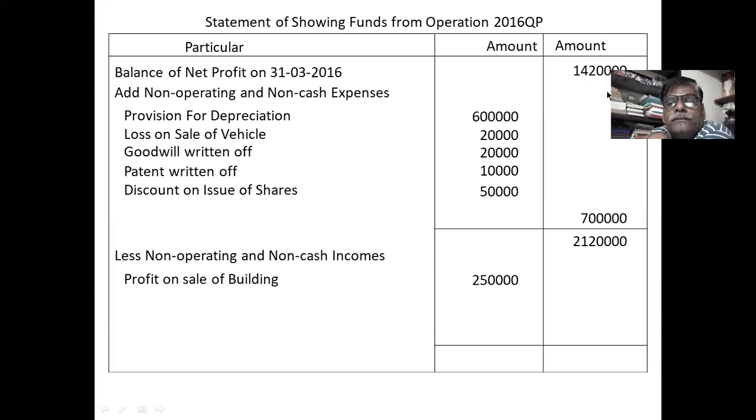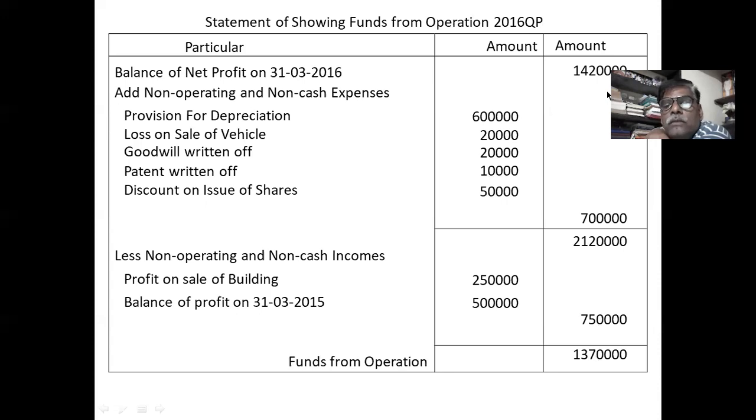Then you take the last year balance of profit on 31st March 2015, or it is called 1/4/2015. That balance you take, that is 5 lakh. So deductible items are 2. Total of this is 7,50,000. You deduct 7,50,000. Whatever balance remains, that is called fund from operation. Okay, this is the 5 marks question asked in 2016 for Rani Chennamma University.